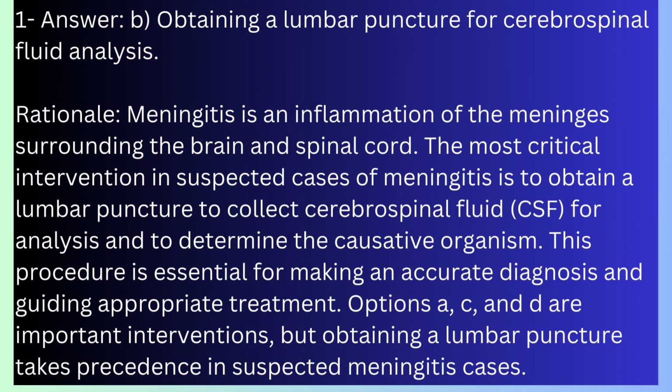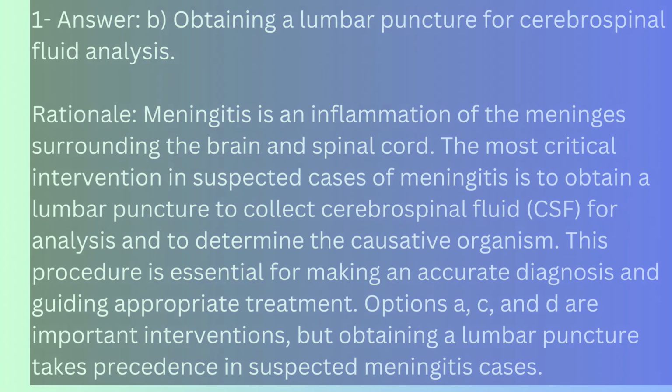Rationale. Meningitis is an inflammation of the meninges surrounding the brain and spinal cord. The most critical intervention in suspected cases of meningitis is to obtain a lumbar puncture to collect cerebrospinal fluid, CSF, for analysis and to determine the causative organism. This procedure is essential for making an accurate diagnosis and guiding appropriate treatment. Options A, C, and D are important interventions, but obtaining a lumbar puncture takes precedence in suspected meningitis cases.